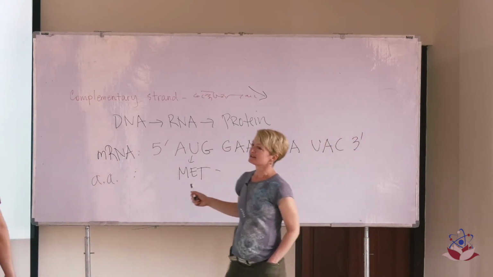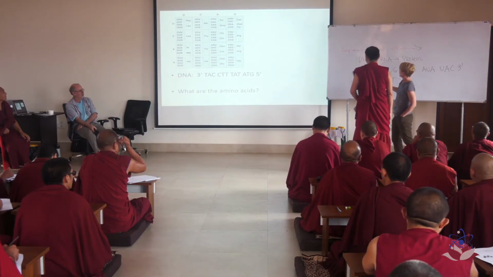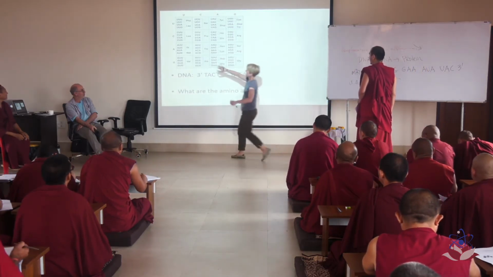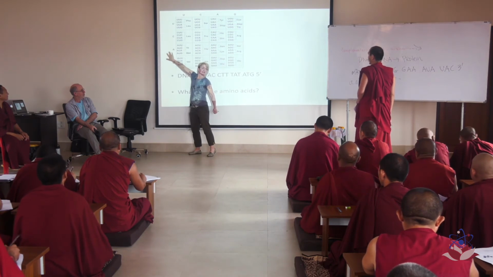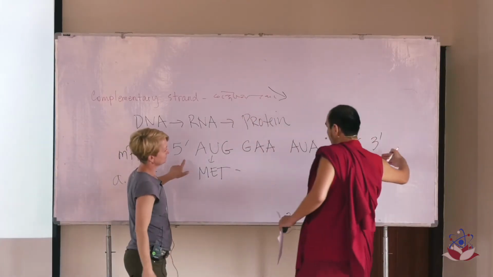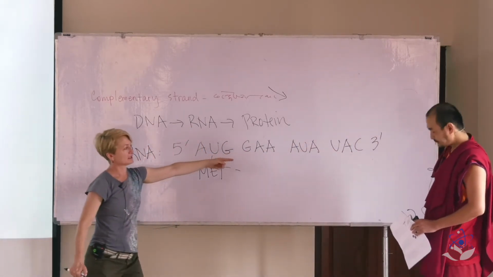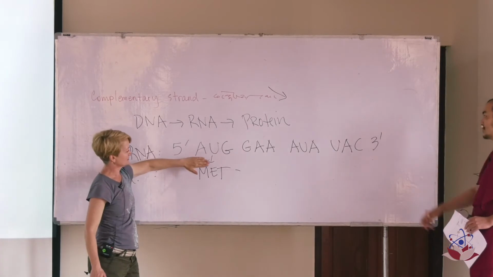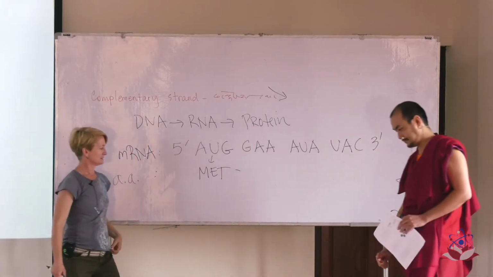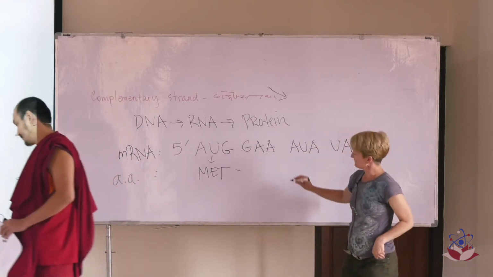No, I think it reads from 3 prime to 5 prime, right? Nope. This is the 5 prime end. This is the first letter. So the ribosome reads from here to there. Sorry, I think I said it wrong to you. It reads from 5 prime to 3 prime. Yeah, it's reading it this way. So our first one is Met.